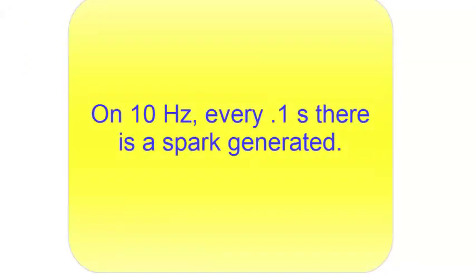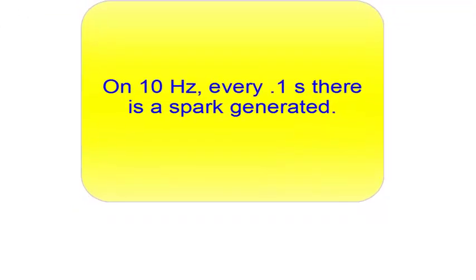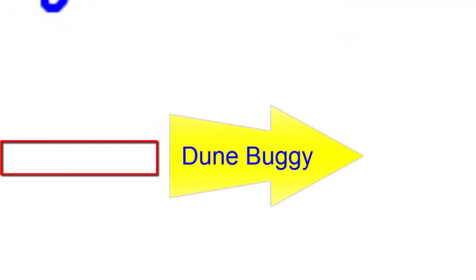When the spark timer is at the 10 Hertz setting, it means that for every 1/10 of a second, a spark is generated. The tape is attached to the dune buggy, so the dune buggy is going to be zipping along that way. And as it zips along that way, it pulls the tape with it. And as it pulls the tape with it, every 1/10 of a second, another set of marks is made.